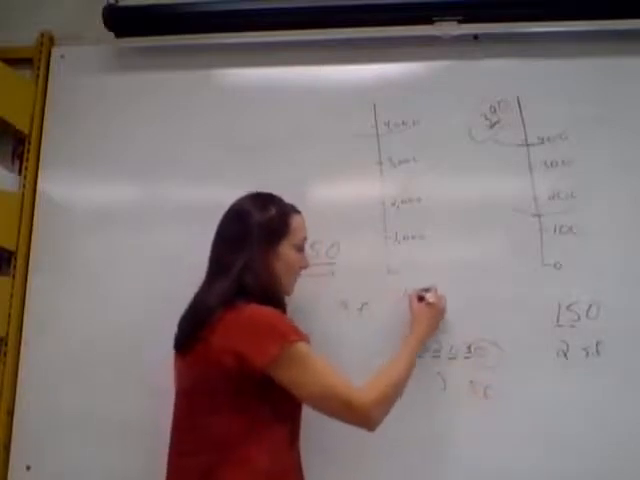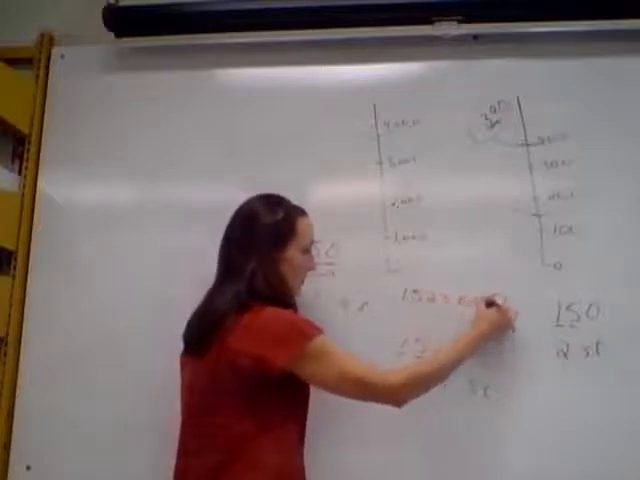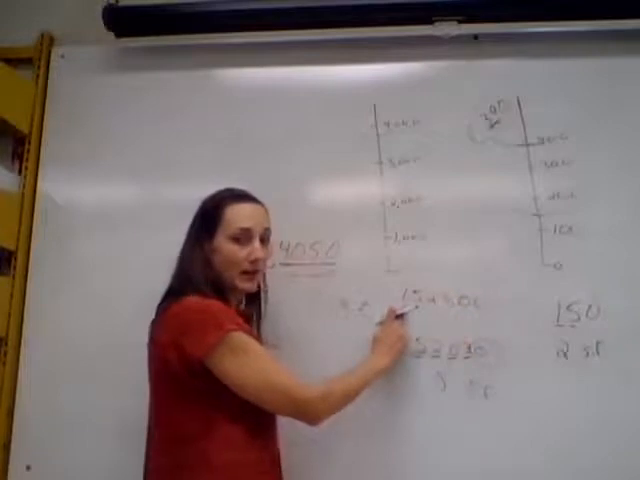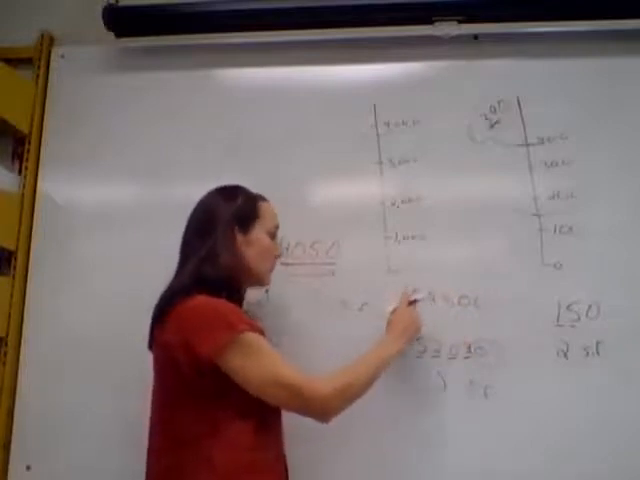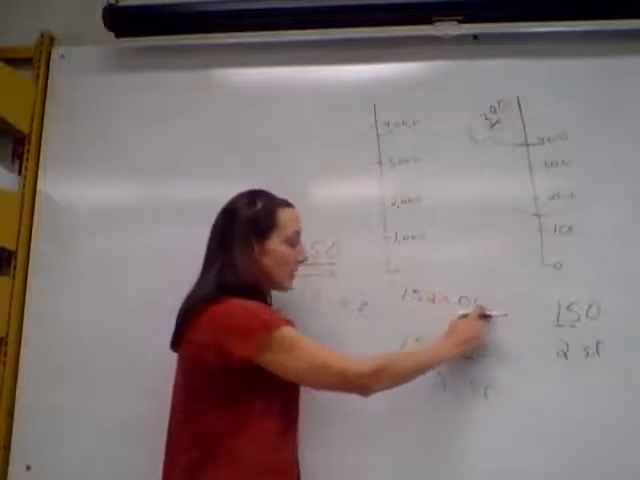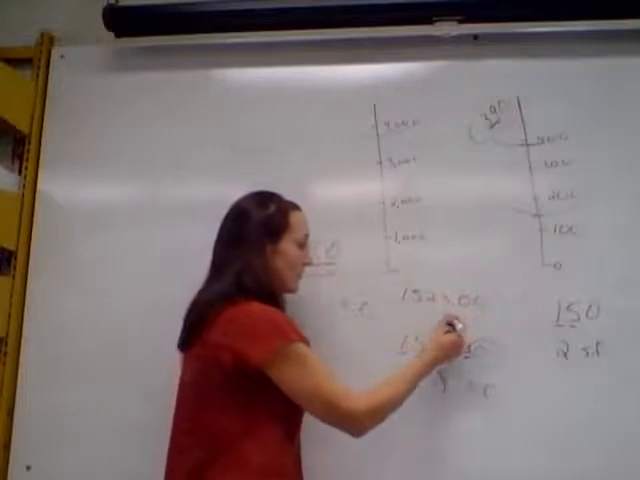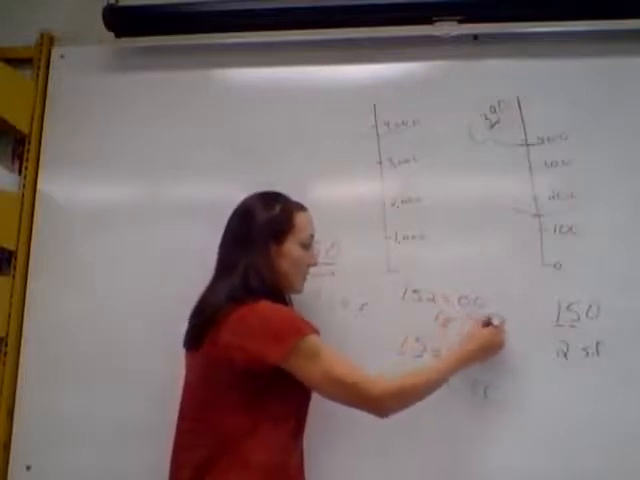If I had this number, so notice starting at the left-hand side of the number, first non-zero, start counting. 1, 2, 3, 4. If there's a decimal point, these zeros at the end are going to be counted. So 1, 2, 3, 4, 5, 6. So this has 6 significant figures.